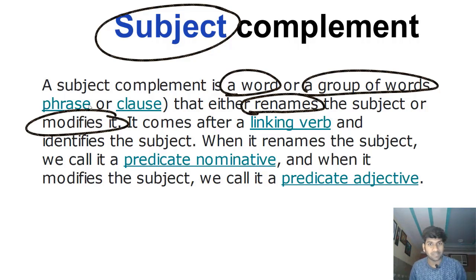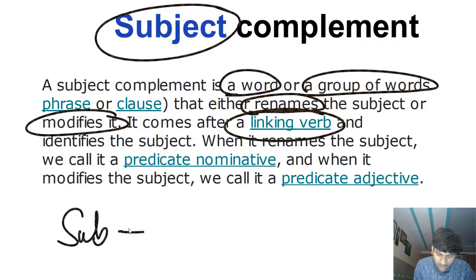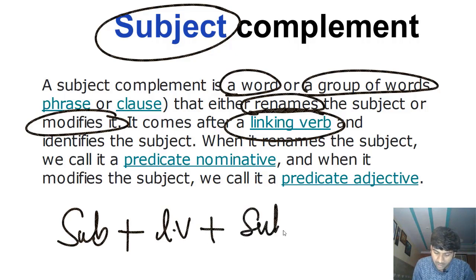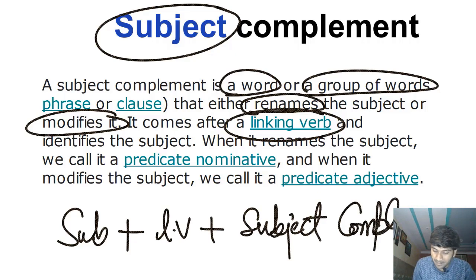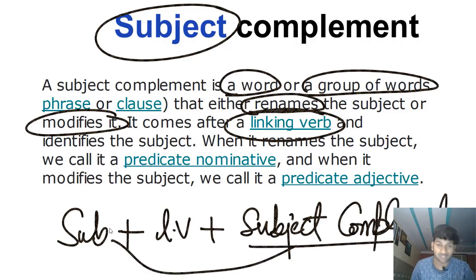So a subject complement comes after a linking verb. First you have the subject, then you have a linking verb, right? And then comes your subject complement. All right. Now, it will either rename the subject, give the subject a new name, or it will modify the subject using an adjective. So when it renames the subject, it is a noun phrase, or a noun clause, because that is a name, a noun, right? And when it describes the subject, modifies it, it's an adjective or an adjective phrase, right?